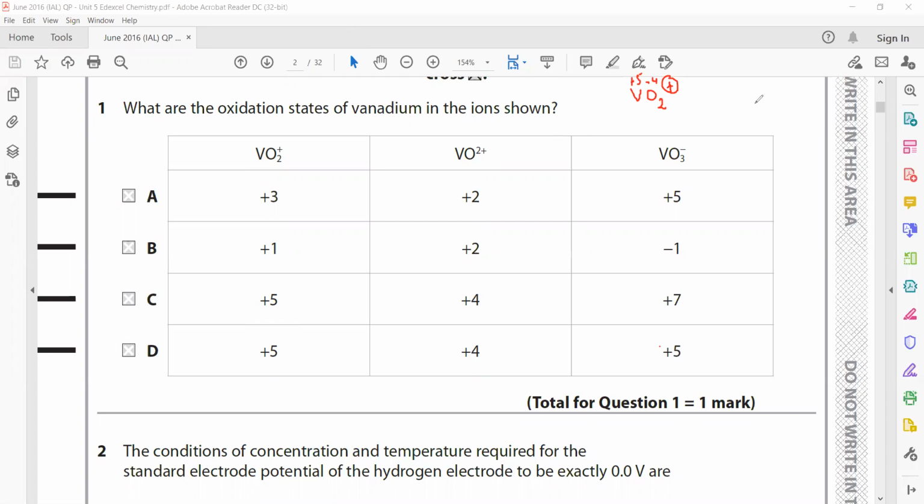When we check the second one, VO2 with a charge of 2 plus, each oxygen is minus 2, so the net charge is plus 2, so vanadium should be plus 4. The third one, VO3 with a charge of minus 1, each oxygen is minus 2, 3 oxygens will be minus 6. So vanadium here should be plus 5, so that the net charge will be minus 1. So it matches with option D.